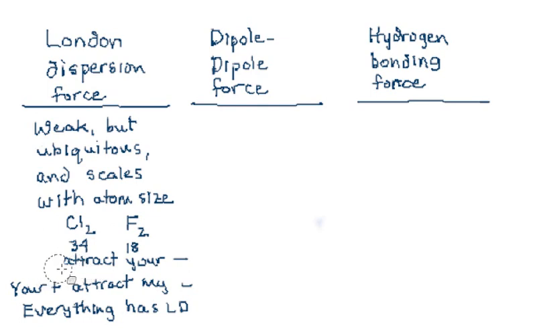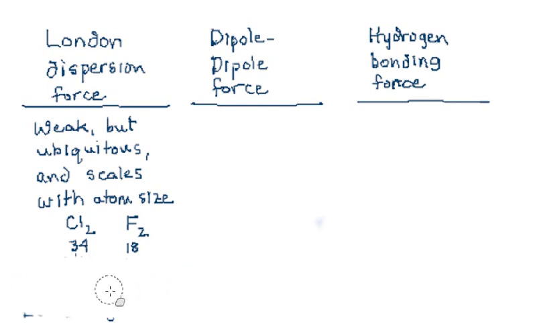And that's about all there is to say about London dispersion force. So we're something like a third of the way done already. Right? So everything has it, scales with atom size, and it is the weakest force. So if an atom has dipole-dipole or hydrogen bonding force, we'll consider that to be more important. But London force is always in there. We always have to think about it. Okay.